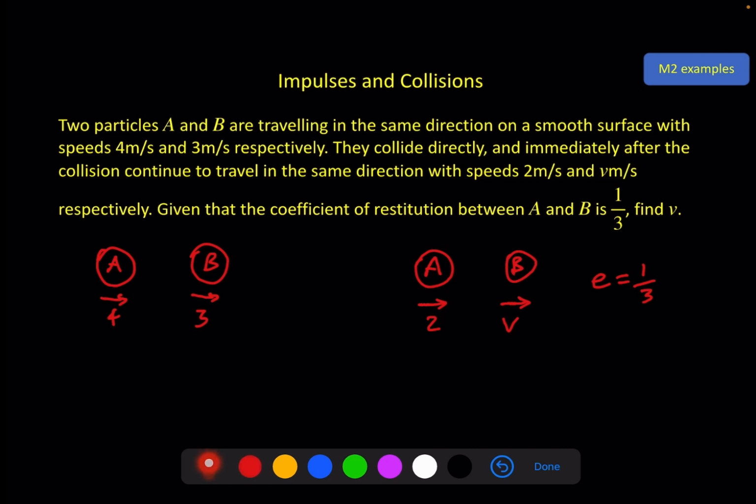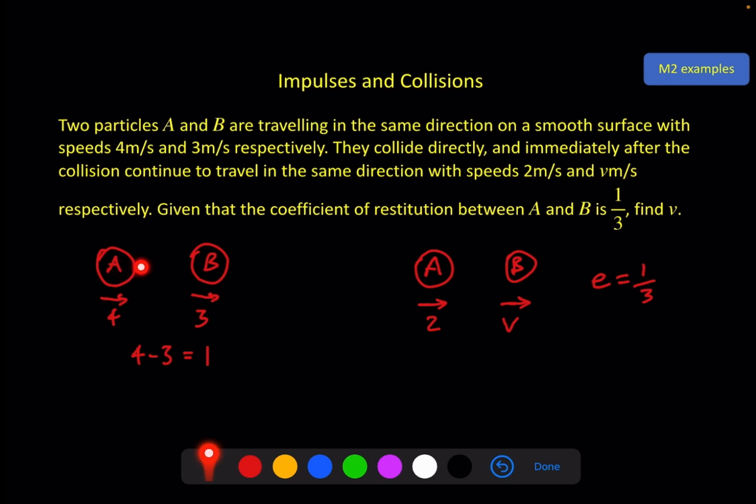Looking first at the speed of approach, that's quite easy. They're in the same direction, 4 minus 3. There's a relative speed there of 1. The speed of separation is a little bit more tricky because we've got 2 and an unknown. So should it be v minus 2 or 2 minus v? In this case, the context of the question gives us the answer.